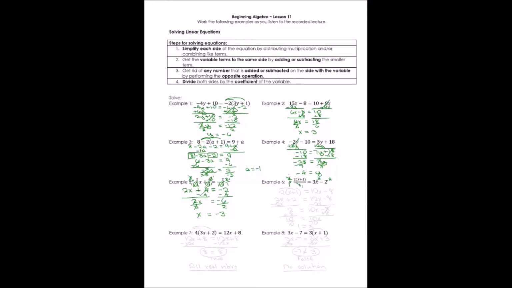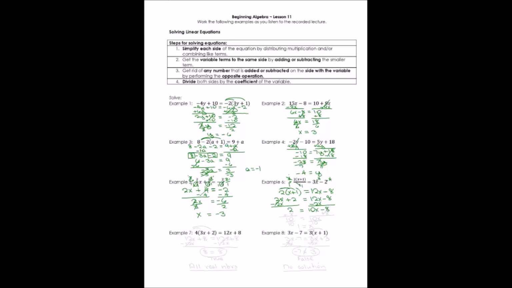What do I have left? I have 2 times x plus 1. And that's going to be equal to 3x times 4, which is 12x. And that minus 2 times 4, which is 8. Now, I have an equation that I'm used to. I distribute multiplication. 2x plus 2 equals 12x minus 8. I get my variables together, subtracting the smaller one. I have 2 is equal to 10x minus 8.